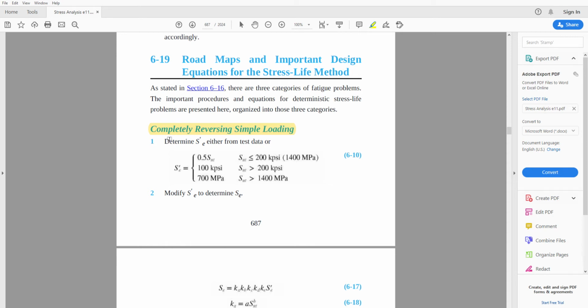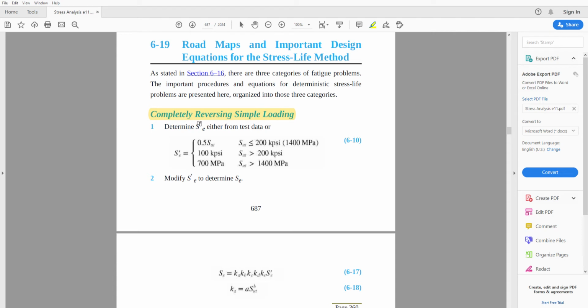And first thing, you need to determine Se prime, which is the endurance limit of the test specimen. And you can find that using these relations right here, depending if you're dealing with the metric system or an English system, and the ultimate tensile strength of the material, Sut. So if the ultimate tensile strength of the material, let's assume it's 55 ksi, 55 is less than or equal to 100, you can use this. You multiply 55 times 1/2, you get 27.5, and that's your Se prime, the endurance limit of the test specimen.